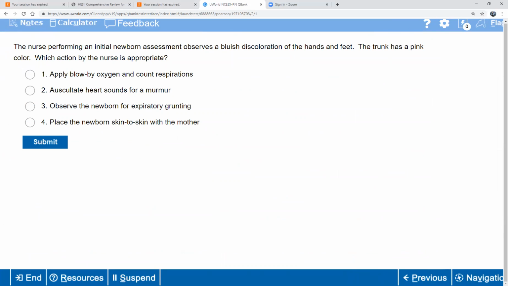The nurse performing an initial newborn assessment observes a bluish discoloration of the hands and feet. The trunk has a pink color. Which action by the nurse is appropriate? Place the newborn skin to skin with the mother. That's your answer? That's for me. I don't know about Lovetta. Okay.